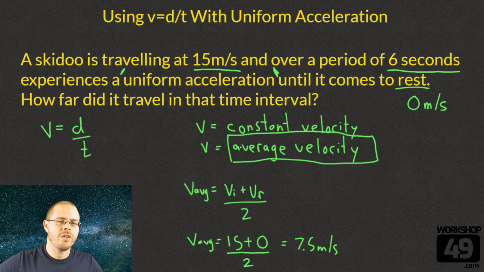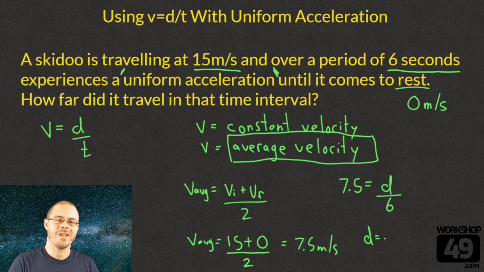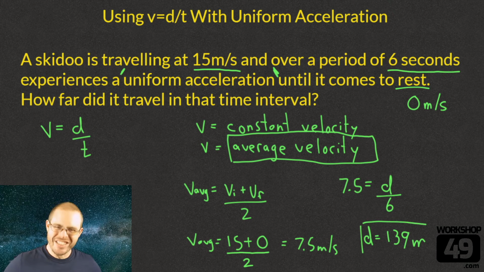This question becomes no different than if we had just told you a skidoo was traveling 7.5 meters per second for 6 seconds. So we fill in the 7.5 for our velocity. It equals d for our displacement over our t, which is 6 seconds. We multiply that t up to the other side, and it leaves us with d equals 139 meters. And just like that, we can use the equation v equals d over t even when a question has an acceleration.